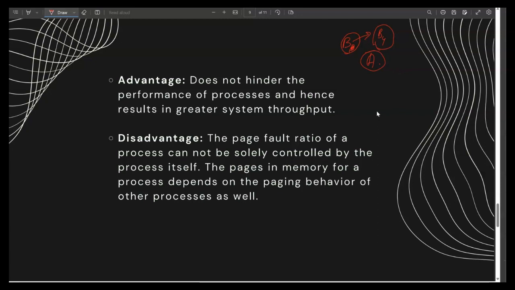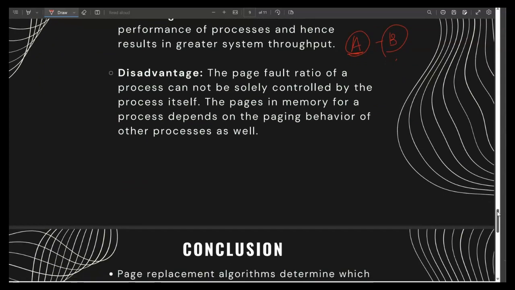Then the disadvantages are the page fault ratio of a process cannot be solely controlled by the process itself. सपोज हमारे पास एक प्रोसेस है ए और हमें इसका पेज फॉल्ट रेशियो कैलकुलेट करना है, तो इसका पेज फॉल्ट रेशियो ऐसा नहीं कि सिर्फ प्रोसेस ए के ऊपर ही डिपेंड करेगा, प्रोसेस ए का फॉल्ट रेशियो बी प्रोसेस पे भी डिपेंड करेगा। The pages in memory for a process depends on the paging behavior of other processes as well. तो जो पेजेस होते हैं मेमोरी के अंदर किसी भी प्रोसेस के, उनका पेजिंग बिहेवियर सिर्फ उस प्रोसेस पे नहीं, दूसरी प्रोसेस पे भी डिपेंड करता है. So these are the advantages and disadvantages of global page replacement.